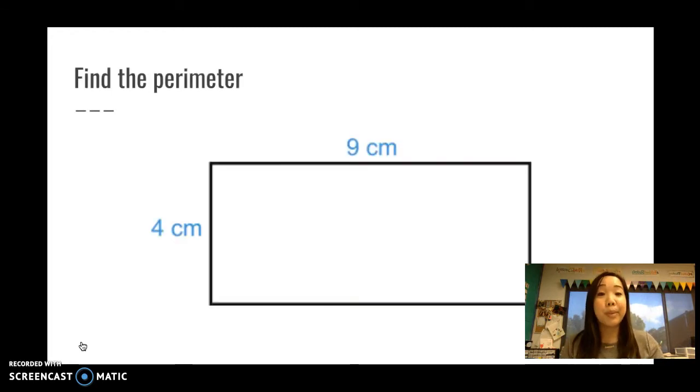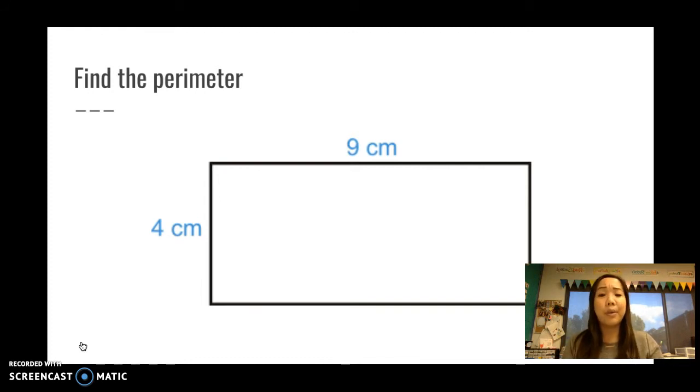So let's find the perimeter for this rectangle. We know the side lengths, and we know that we need to add up all the sides to find the perimeter. So let's add up all those sides. I know that 9 plus 4 is 13. And if I add that other 9 on the bottom, that's going to give me 22. And if I add that 4 on the right side, that's going to give me 26 centimeters.